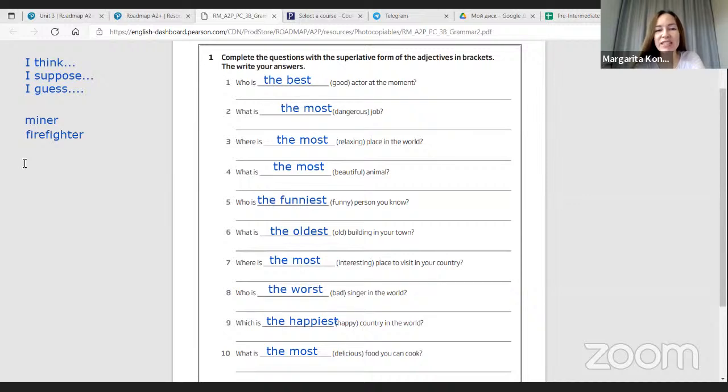Okay, what is the most beautiful animal for you? I suppose that the most beautiful animal is the pink flamingo. All right, they are very good. They are so unusual. Yes, unusual. And they are gracious. Okay. Yes, and what is the most beautiful animal?